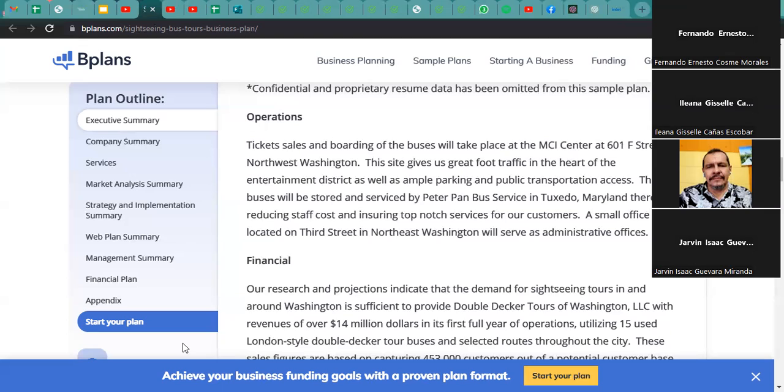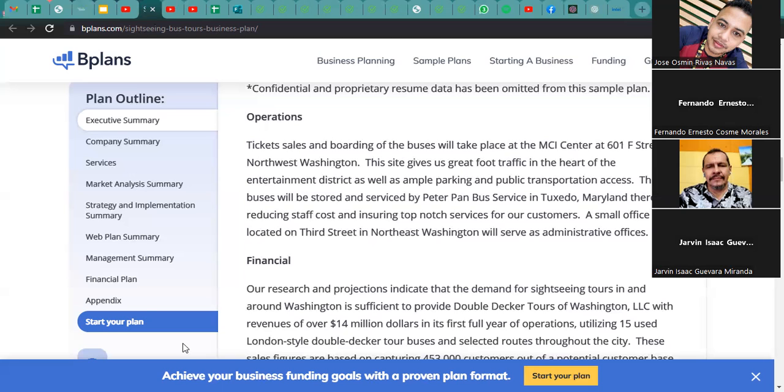Okay, what did you get on this one? Okay, they select a place that is strategic for them and for the customers to board the buses, because he mentioned that it is in the heart of the entertainment district, as well as ample parking and public transportation access. At this point they select this place because it's the best for them and for the customers.